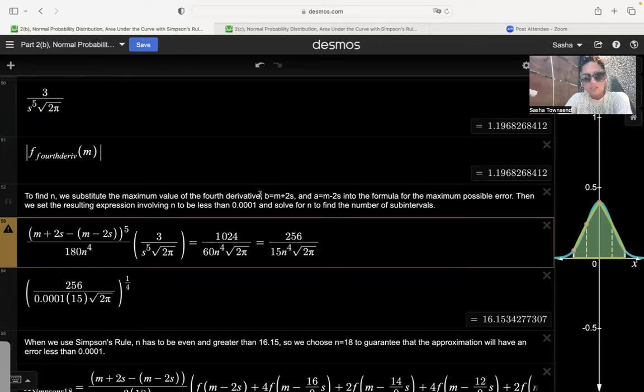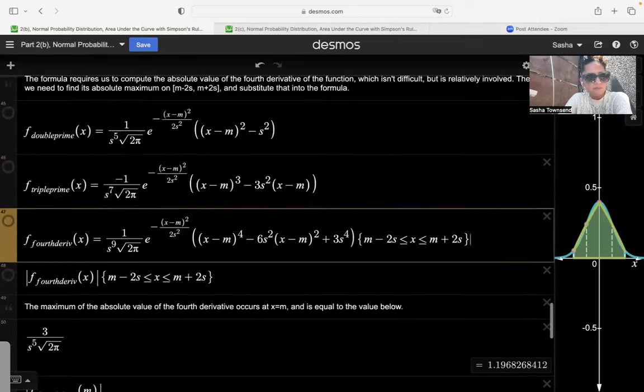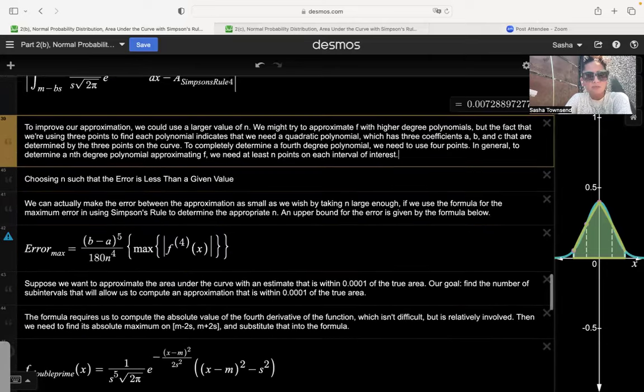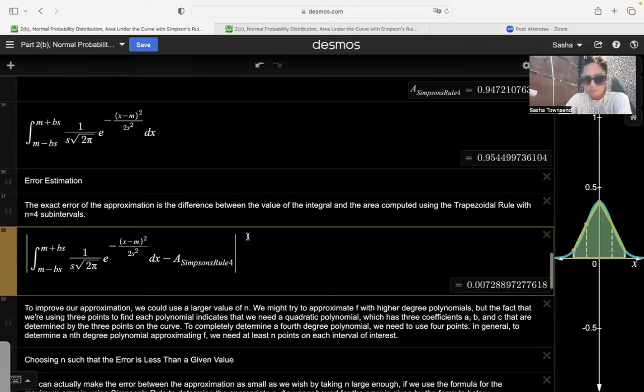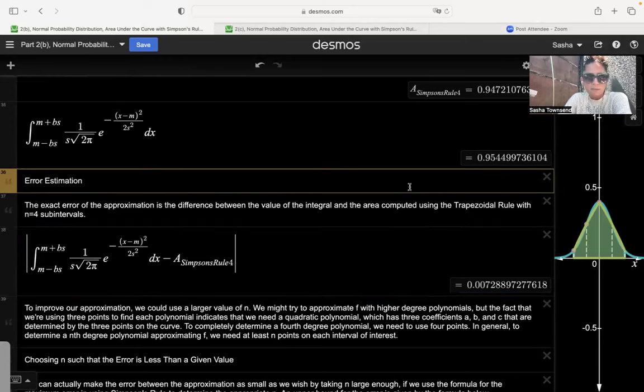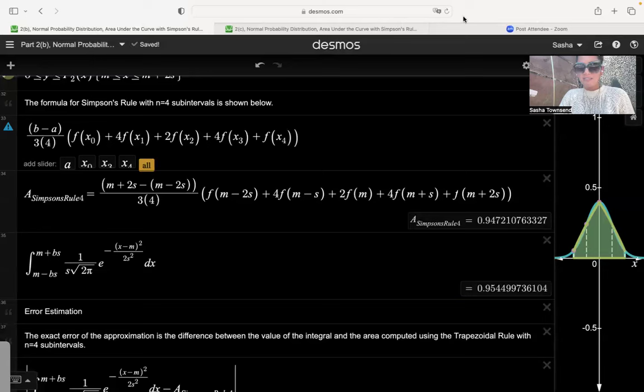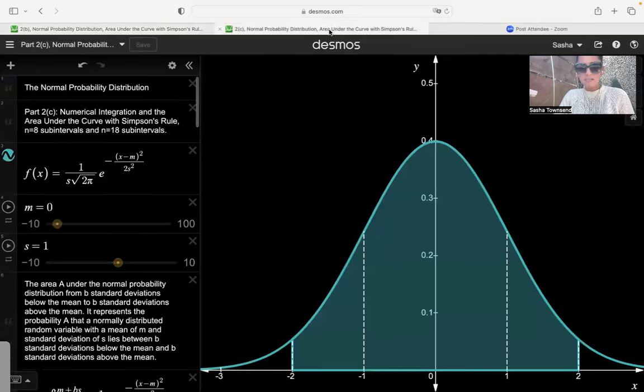Now, the actual error when n equals 4, so we only had 2 polynomials, was 0.007. We might be interested in what we get when n equals 8 rather than 4. So I'm going to do that in the next one. And we're not going to go through as many details. I just want to graph it for you.